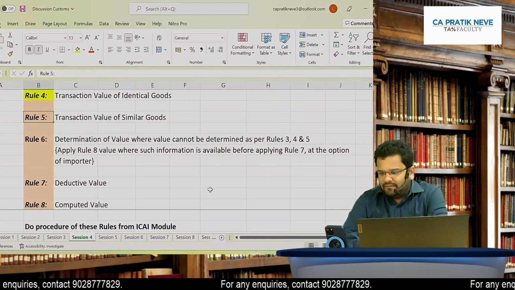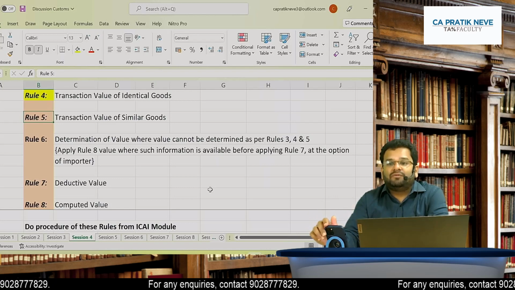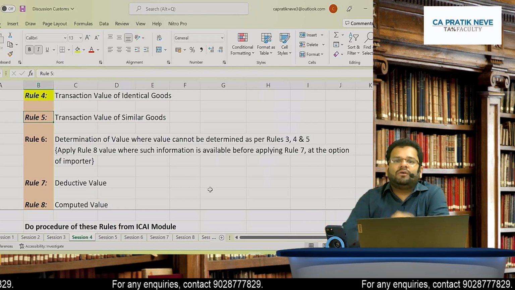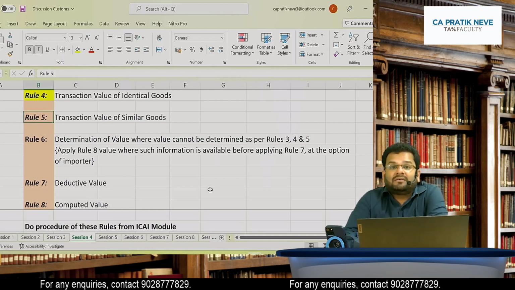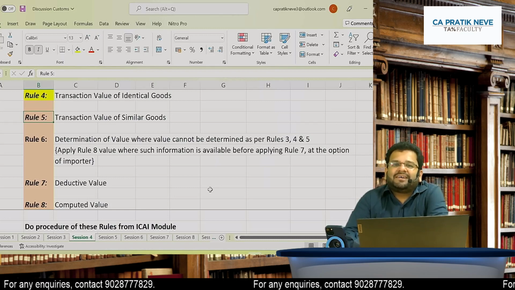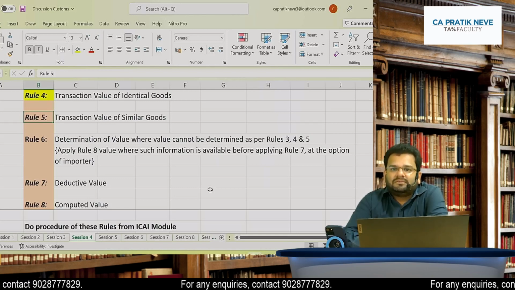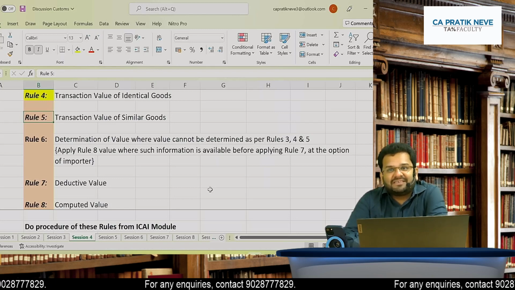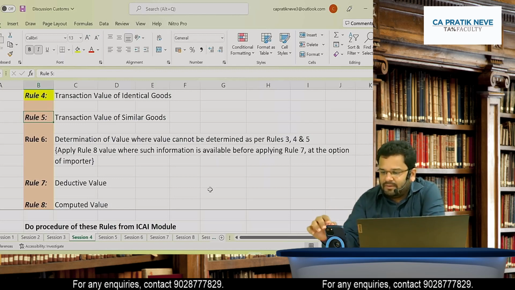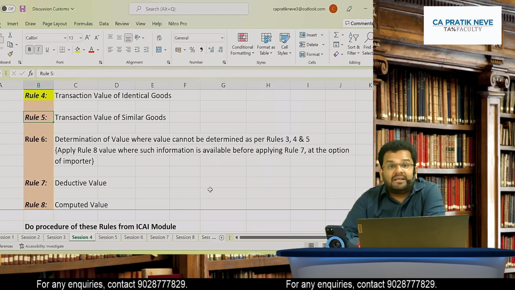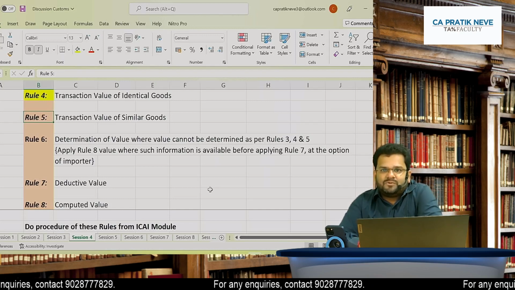Now in this rules of import, rules 4, 5, 6, 7, 8, you have to literally follow this same sequence. When you cannot trust that transaction value, when there is no transaction value, or when there is a relation between importer and exporter, in short, you cannot trust that transaction value, in that case valuation will be done according to 4, 5, 6, 7, 8, literally in this sequence. You are getting the point.